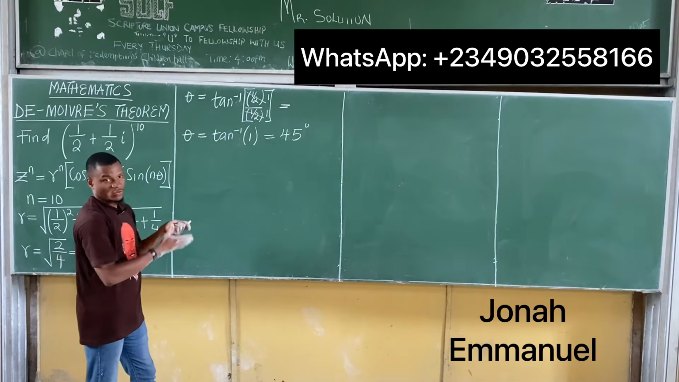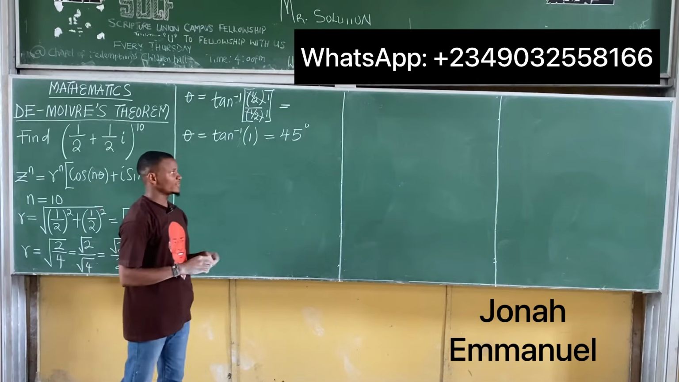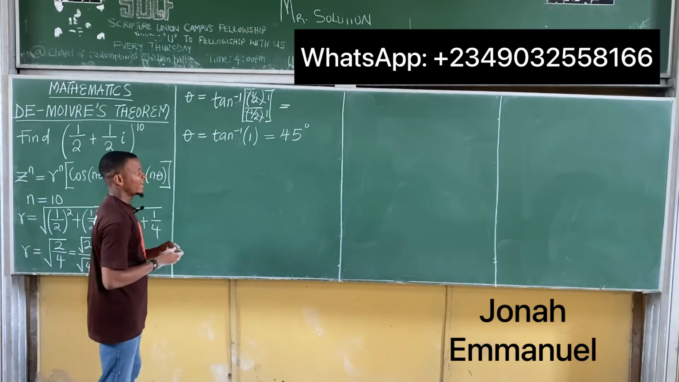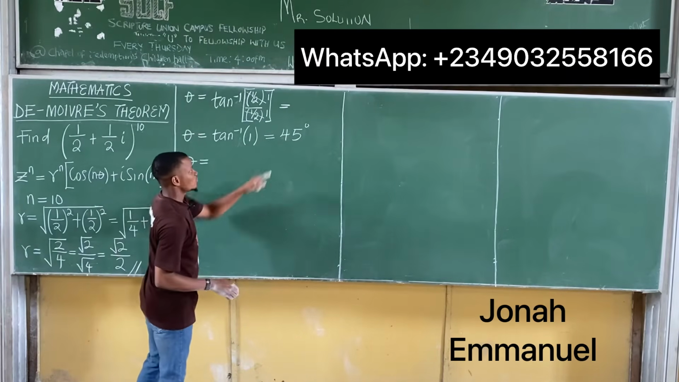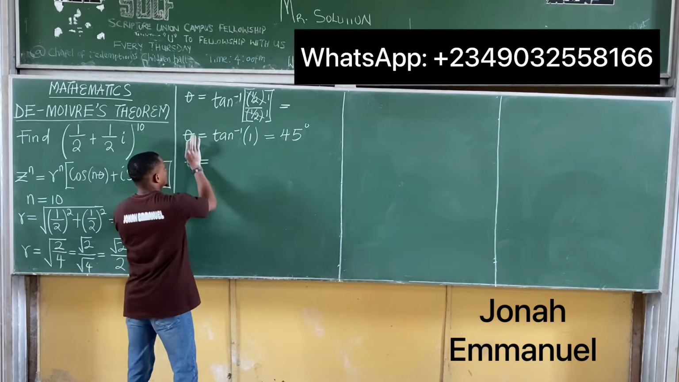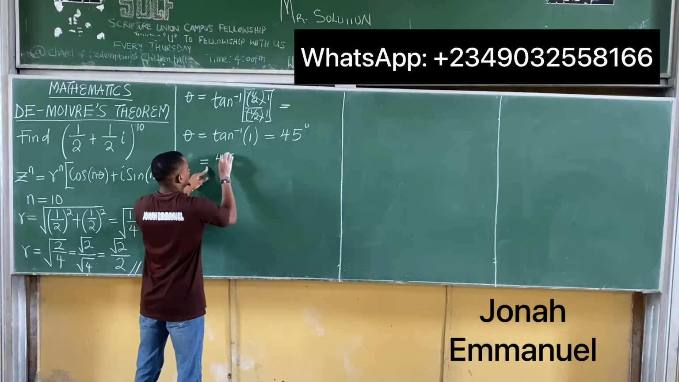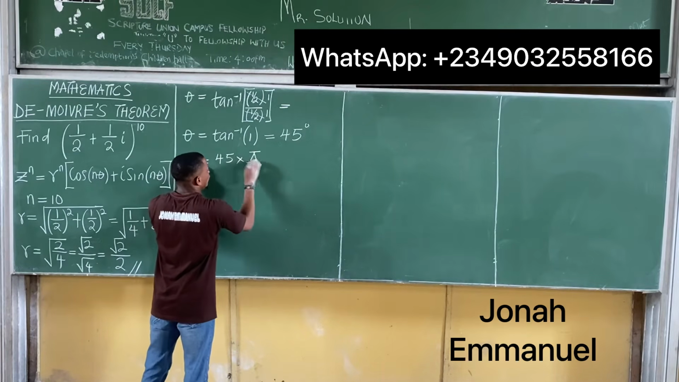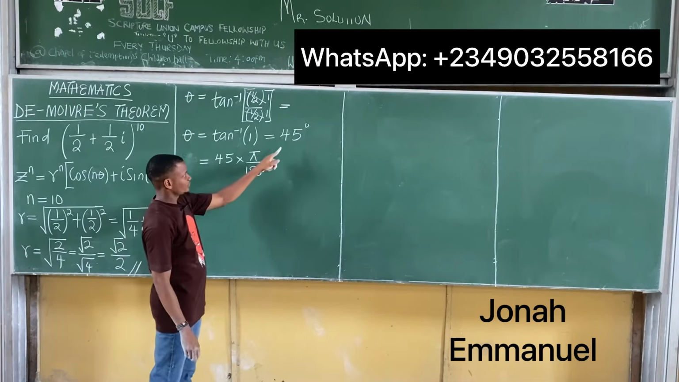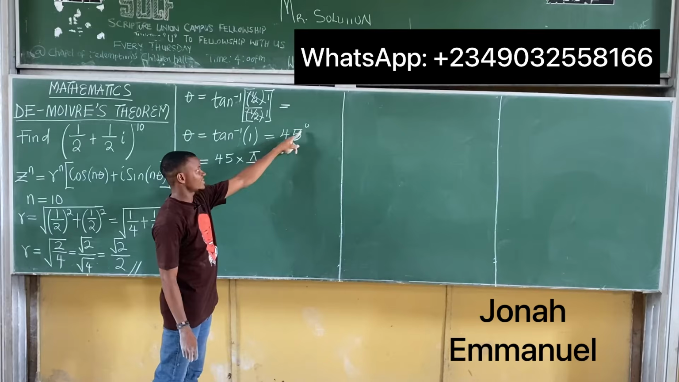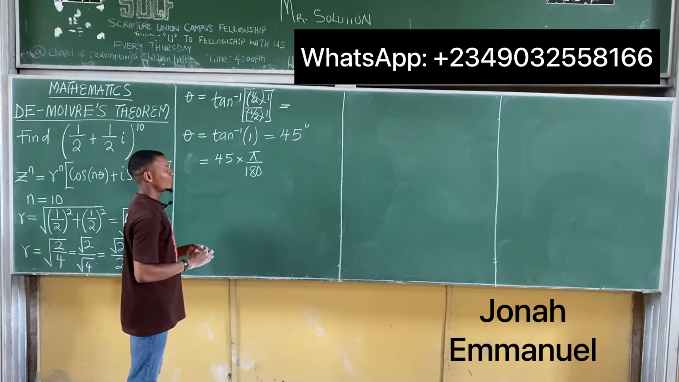All right, so let's just work with pi for this. We'll still work with degrees much more later, but we've worked so much with degrees for this. So let's try pi. Theta will be equal to 45 times pi all over 180. To convert from degrees to pi's, simply multiply the value by pi over 180.